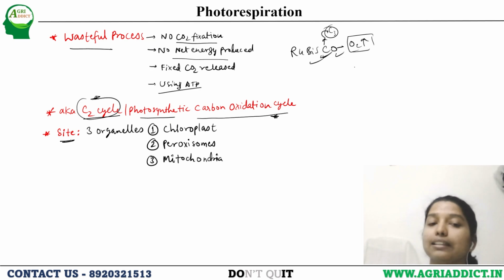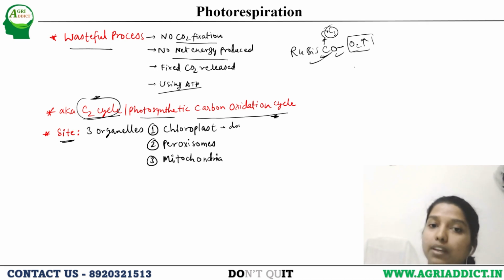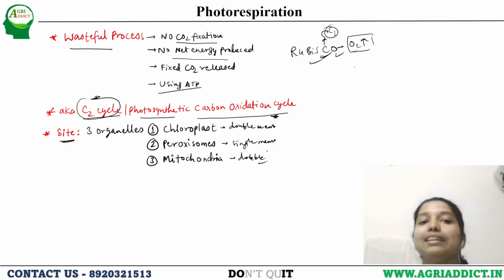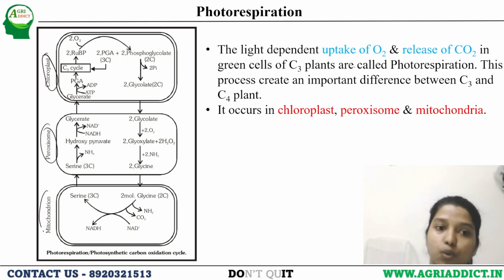Now, this photorespiration requires 3 organelles. First is chloroplast, a double membrane structure. Second is peroxisome, single membrane. And third is mitochondria, double membrane. 3 organelles are required: chloroplast, peroxisome, and mitochondria. Next. Now this is the cycle. So first we talked that chloroplast, peroxisome, and mitochondria are required.